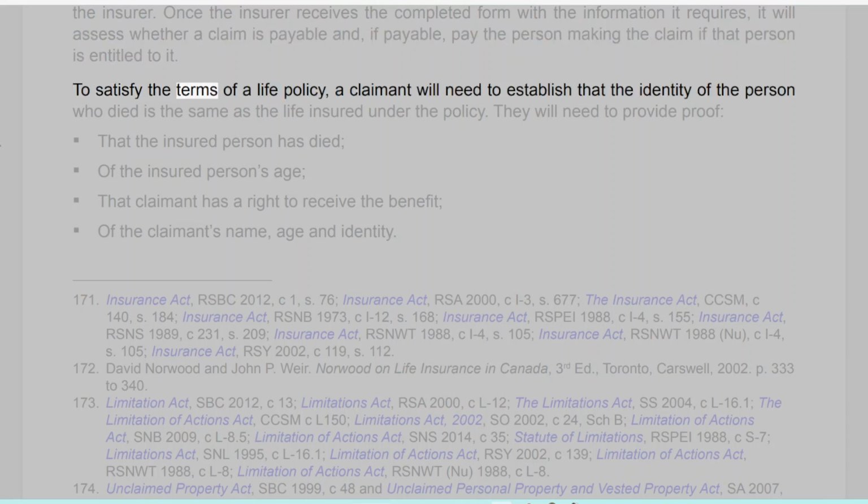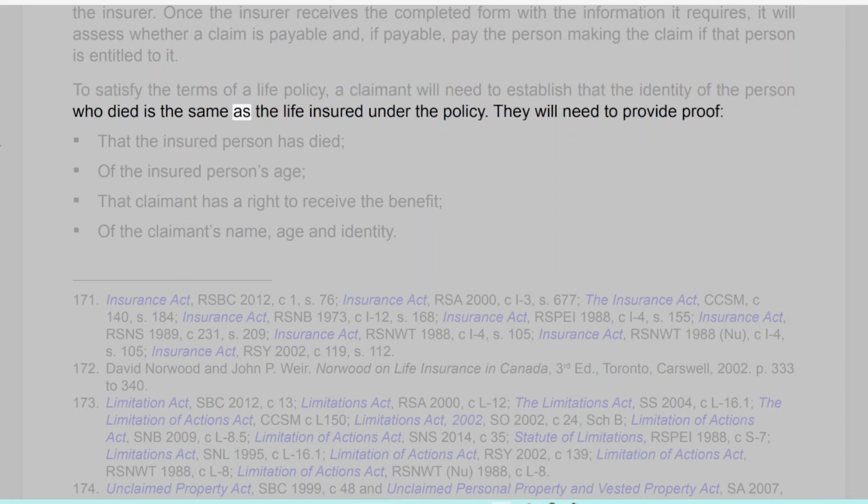To satisfy the terms of a life policy, a claimant will need to establish that the identity of the person who died is the same as the life insured under the policy. They will need to provide proof: that the insured person has died; of the insured person's age; that the claimant has a right to receive the benefit; and of the claimant's name, age, and identity.